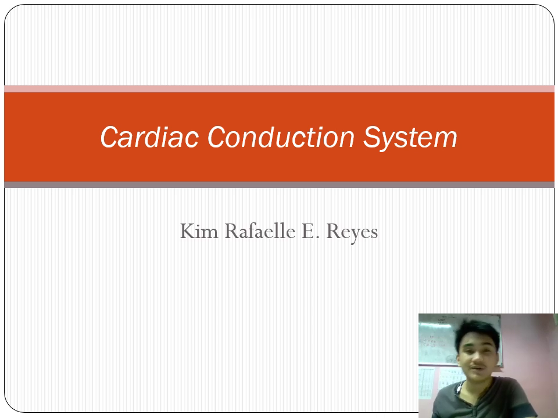We've learned from the previous lecture about the anatomy of the heart. Now let's focus more on this specific conduction system that consists of heart muscles and other conducting fibers that are specialized in initiating impulses and conducting them rapidly through the heart.